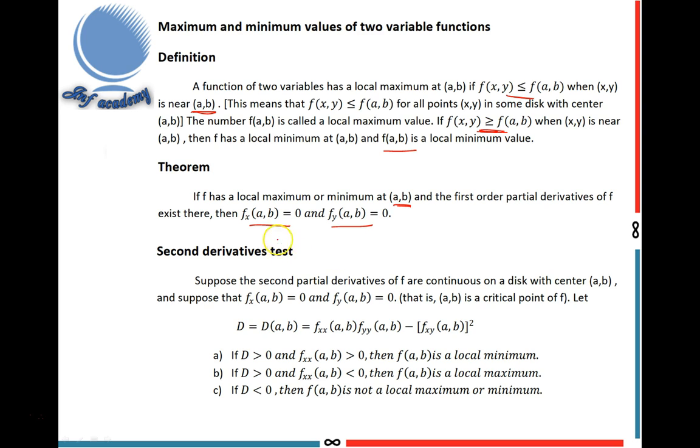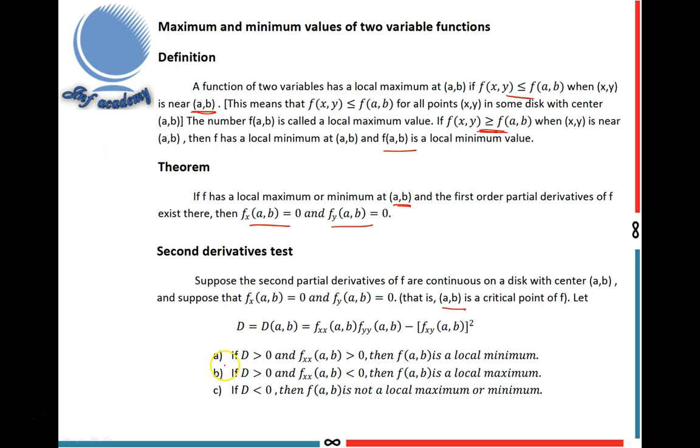Now I explain what the second derivative test is. Suppose the second partial derivatives of f are continuous on a disk with the center (a,b), and suppose that fx(a,b) = 0 and fy(a,b) = 0, that is, (a,b) is a critical point of f. Let D be defined as D(a,b) = fxx·fyy − (fxy)² at the point (a,b).